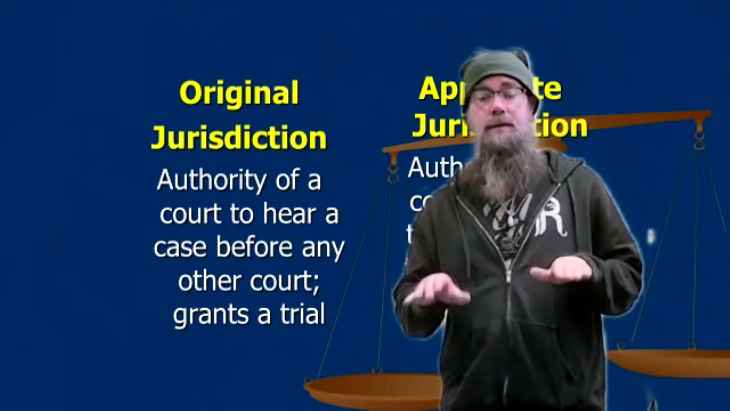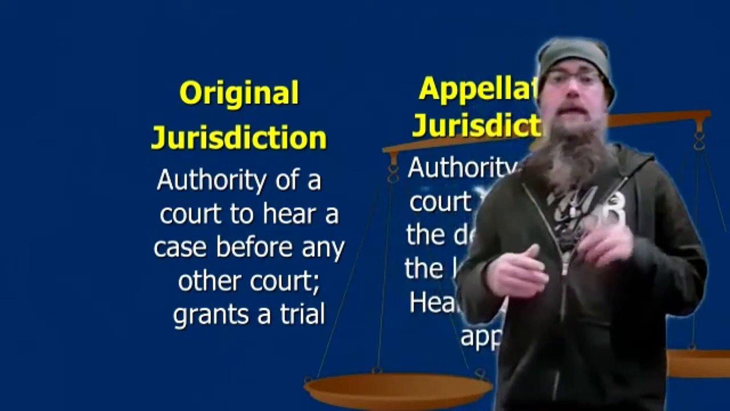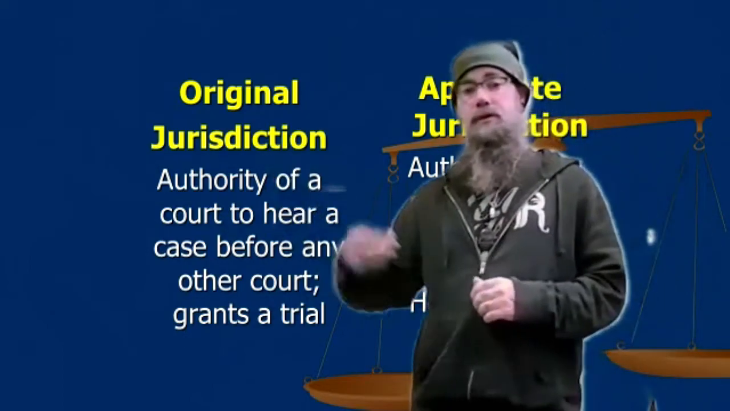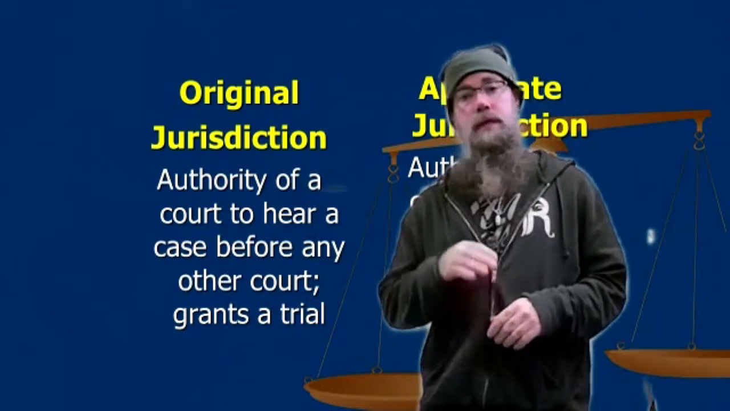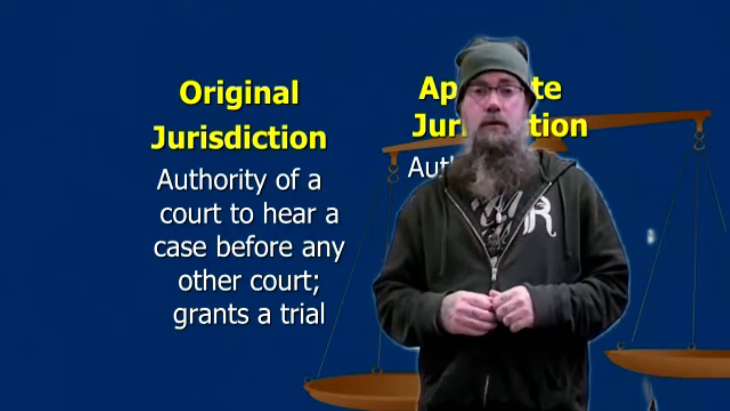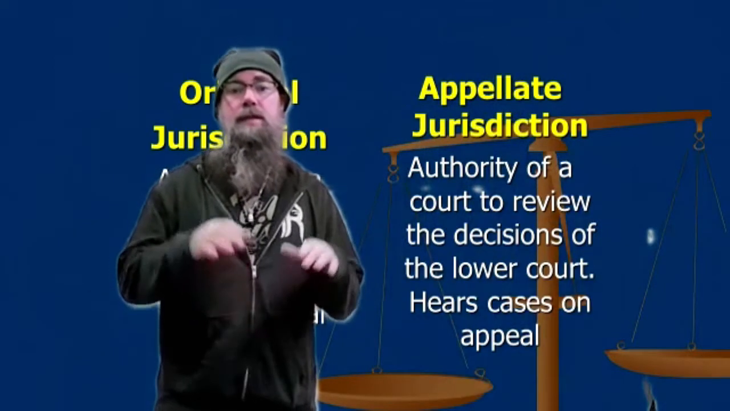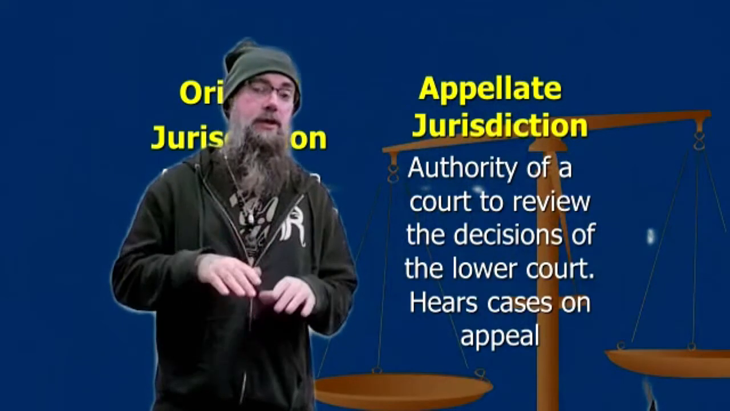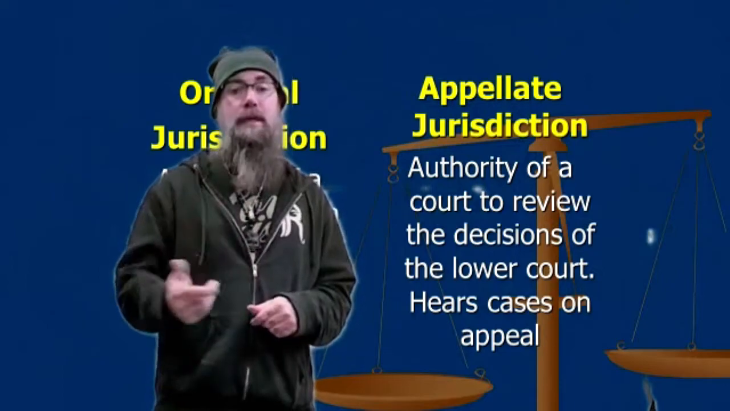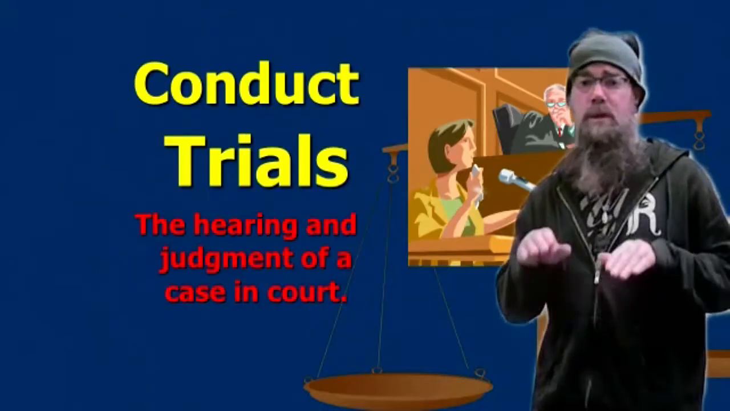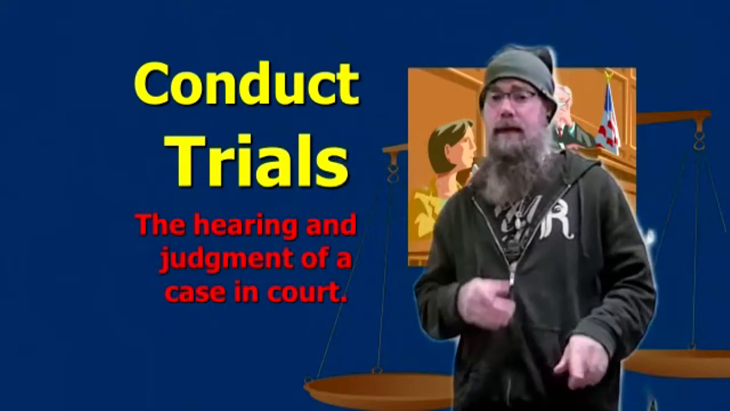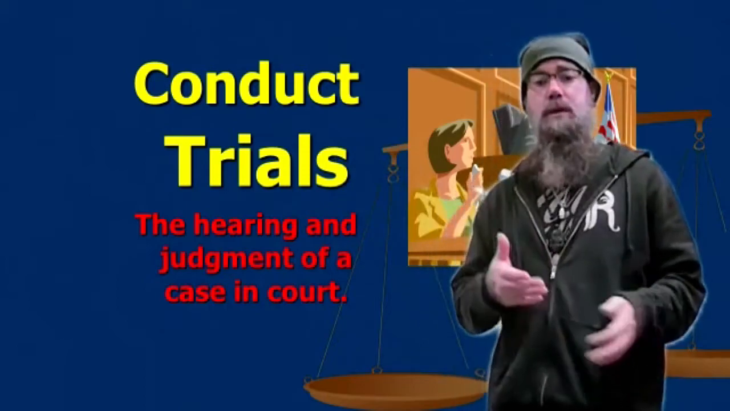So there are two types of jurisdiction, original and appellate jurisdiction. Original jurisdiction means it's the authority of the court to hear a case before any other court, and it grants a trial. Appellate jurisdiction means it's the authority of the court to review the decisions of the lower court and hear appeals on that case. So when we say the word conduct a trial, that means the hearing and the judgment of a case in court.